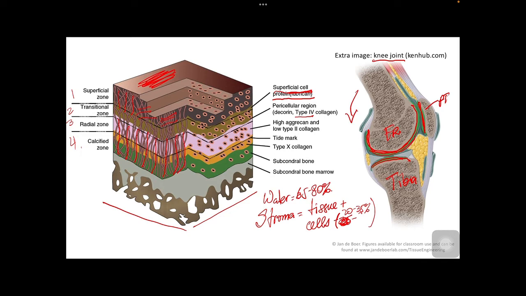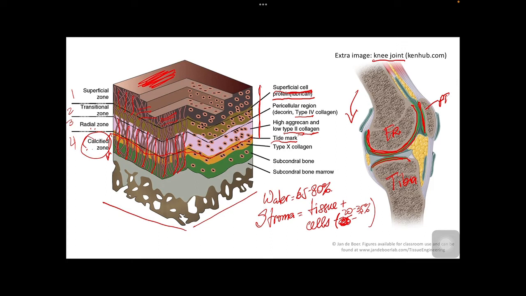In this radial zone, you will see mainly collagen type 2. You will see a tide mark between the radial zone and the calcified zone. It's very important to see this tide mark because from zones 1, 2, and 3, mainly everything is collagen, but in the calcified zone, you're going to see cartilage that starts to get calcified, hence the name of the zone.